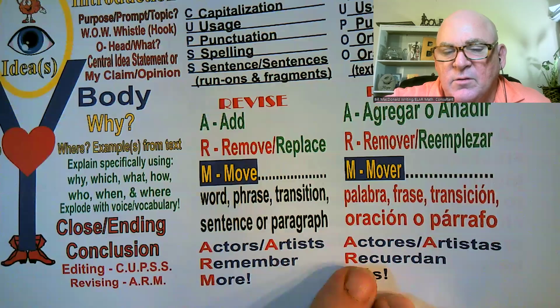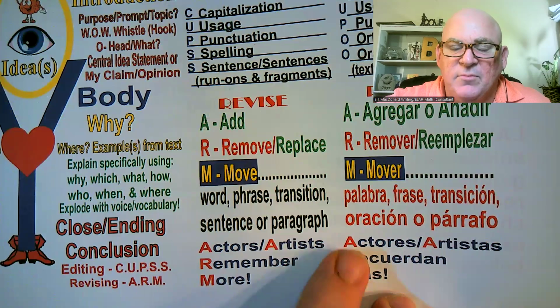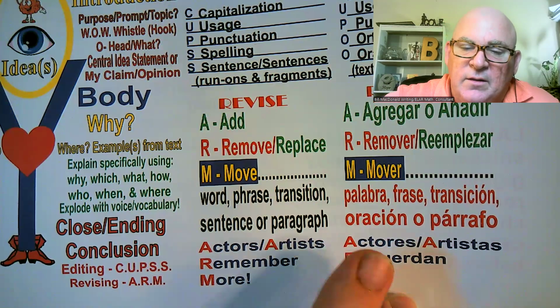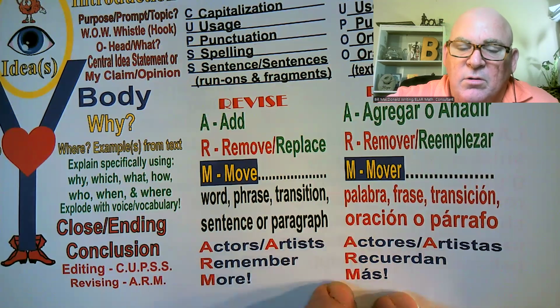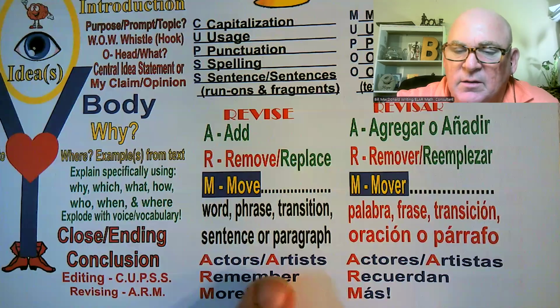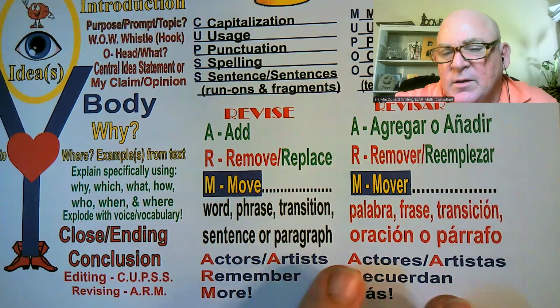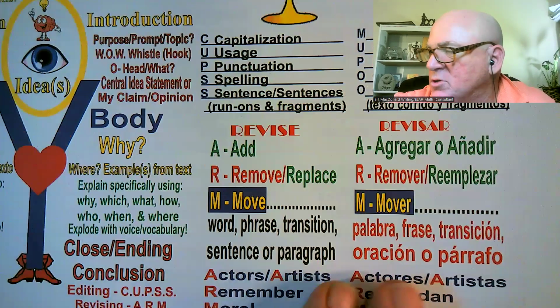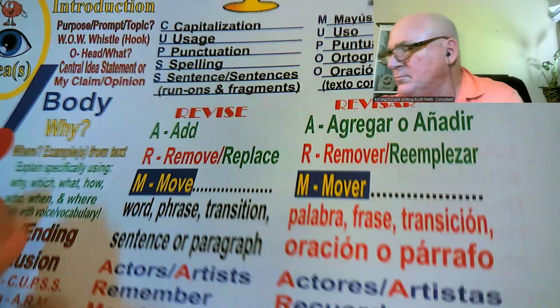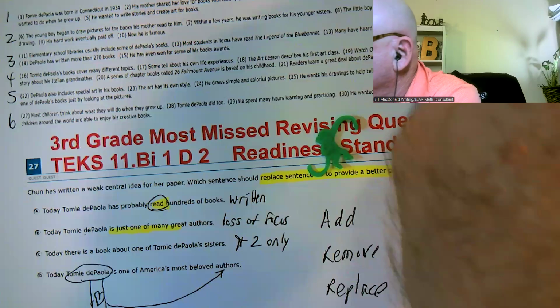También en español dice, si no entendimos qué estamos leyendo, podemos escribir otro ARM que dice actores recuerdan más, same thing in English, or artistas recuerdan más, where they can draw pictures to kind of like paint each picture. So what I recommend that you do is draw a picture of an actual arm.